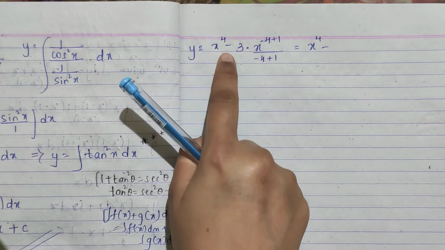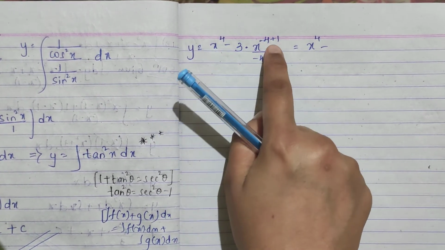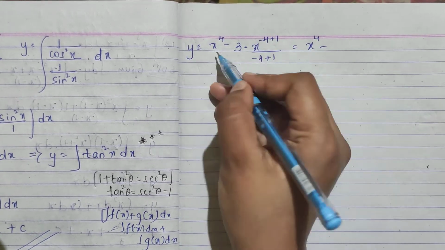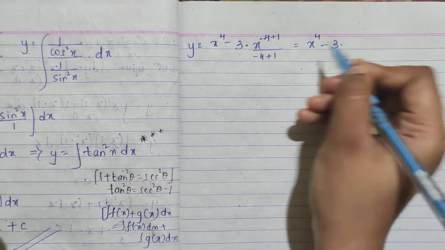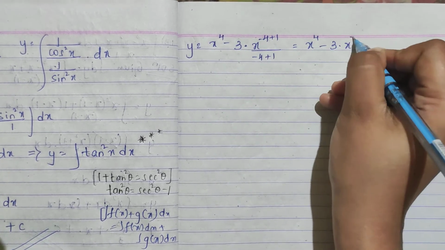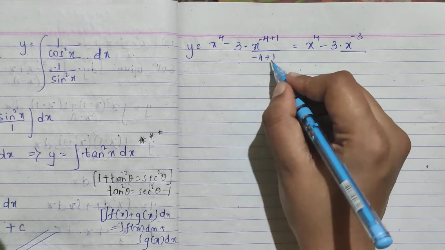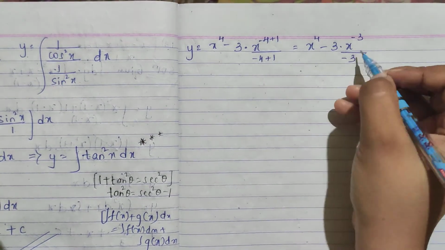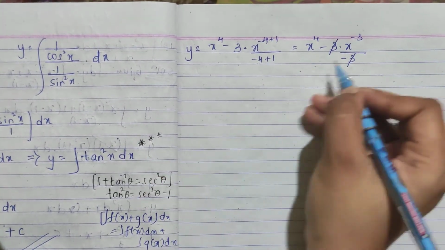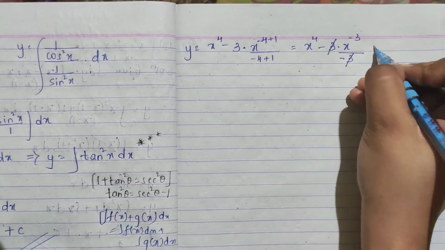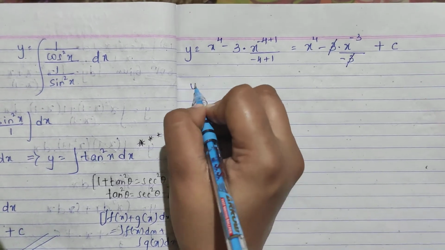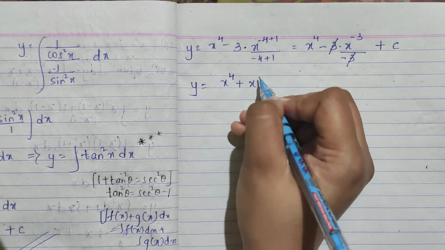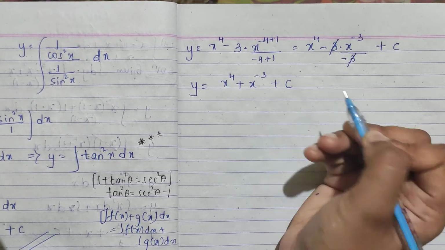y is equal to x raised to 4 minus 3 into x raised to minus 4 plus 1 divided by minus 4 plus 1, right? n is what? It is minus 4. So x raised to 4 minus 3 into x raised to minus 4 plus 1, what will you get? Minus 3. Here also minus 4 plus 1 you will get minus 3, right? So the 3 gets cancelled. Here minus, so it becomes plus, and even here the integration constant. So y is equal to x raised to 4 plus x raised to minus 3 plus c.